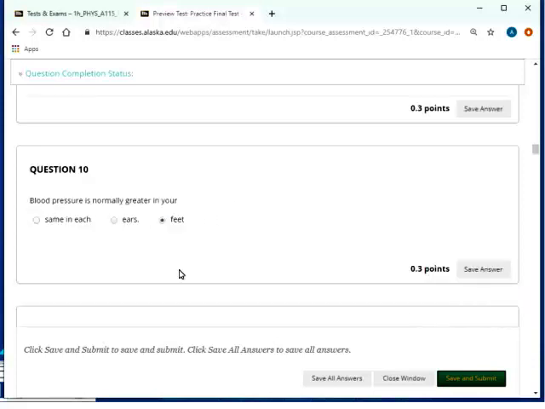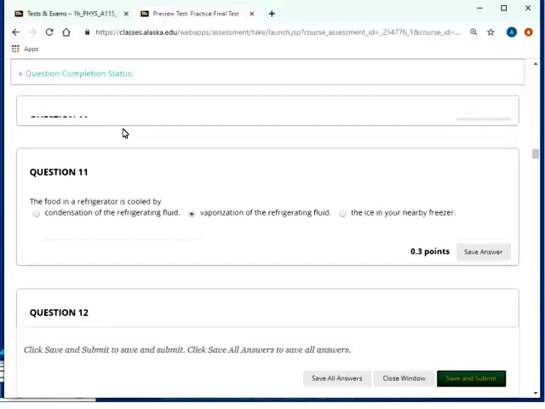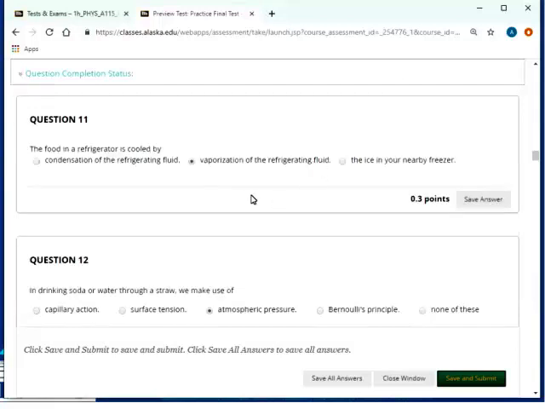Blood pressure is normally greater in your feet. The word "normally" is in here, I believe, because when we're lying down, the blood pressure doesn't have to be larger in the feet, because the heart just pumps it laterally. But usually as we're sitting, walking, or standing, which is most of the day, the pressure is of course greater in the feet to pump the blood back up to the heart. Food in a refrigerator is cooled by the vaporization of the refrigerating fluid.